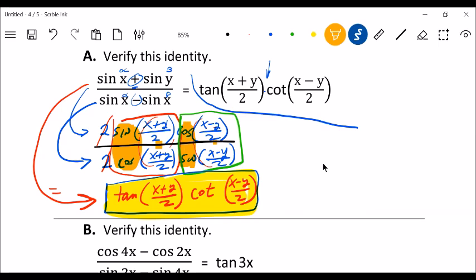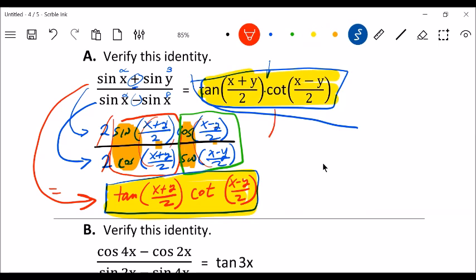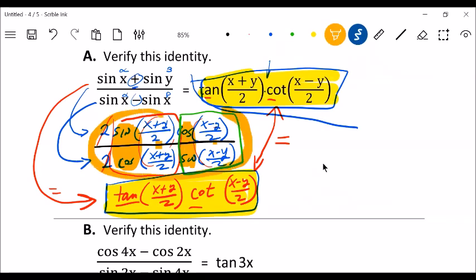So we've just verified it because here is the other one. So now these are equal to each other. We've got tangent and tangent, cotangent and cotangent, plus and minus. And we've just verified then that this is correct. And all we had to do was use the formulas for changing a sum or difference into a product.